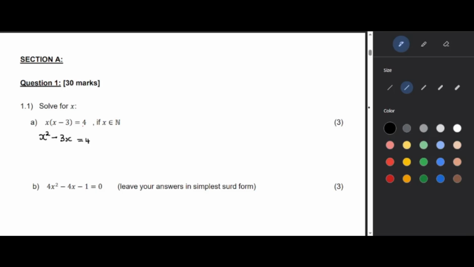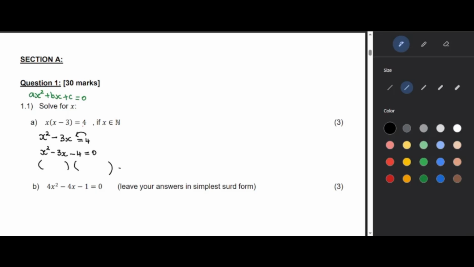Please make sure that when you work with a quadratic equation, you put it in the correct standard form: ax squared plus bx plus c, and equate everything to 0 so that you are able to factorize. So in standard form, this will be x squared minus 3x. We transpose the 4 to the left hand side and it becomes minus 4. Equate this to 0. Now it's the best time to factorize.